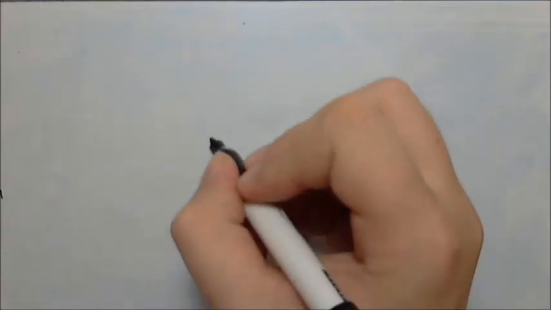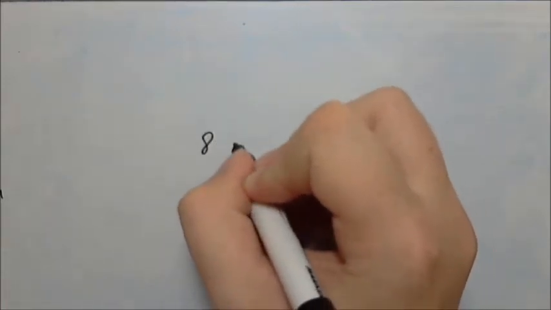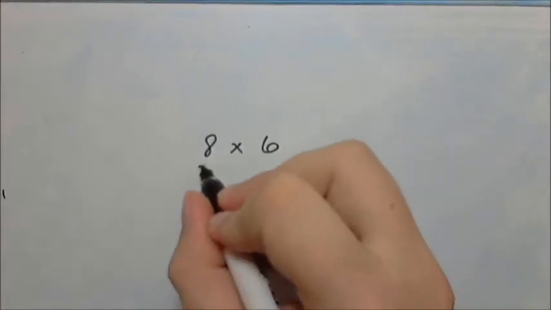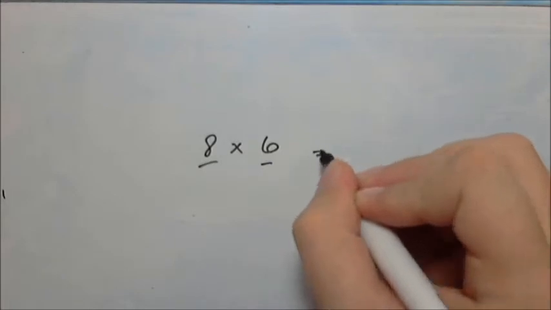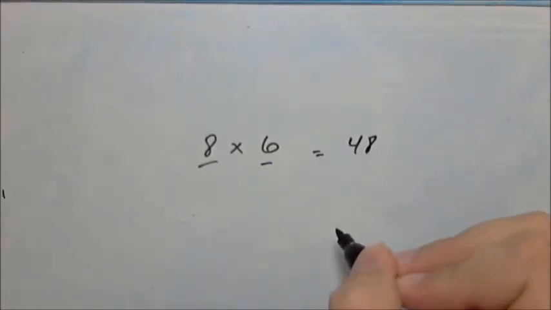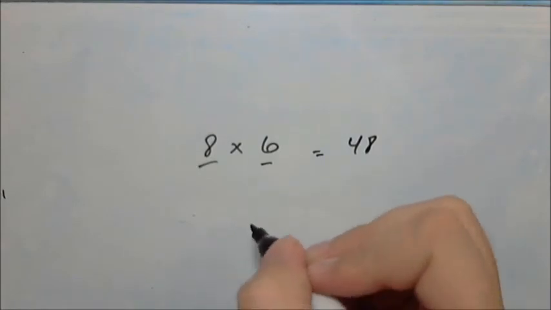The first thing we need to understand is how multiplication and division work. So if we multiply two numbers together, 8 times 6, we're combining factors. 8 is a factor, 6 is a factor, and we get 48 if we combine that together. Now division, on the other hand, is removing factors.